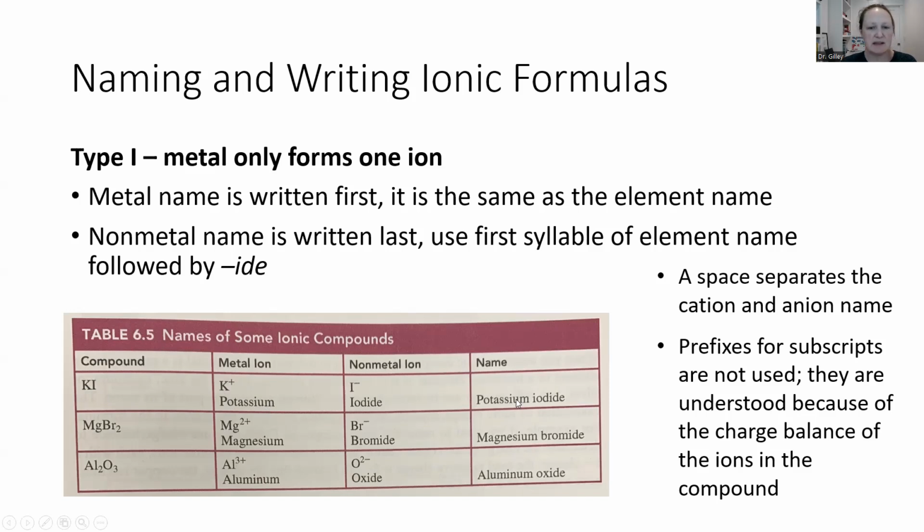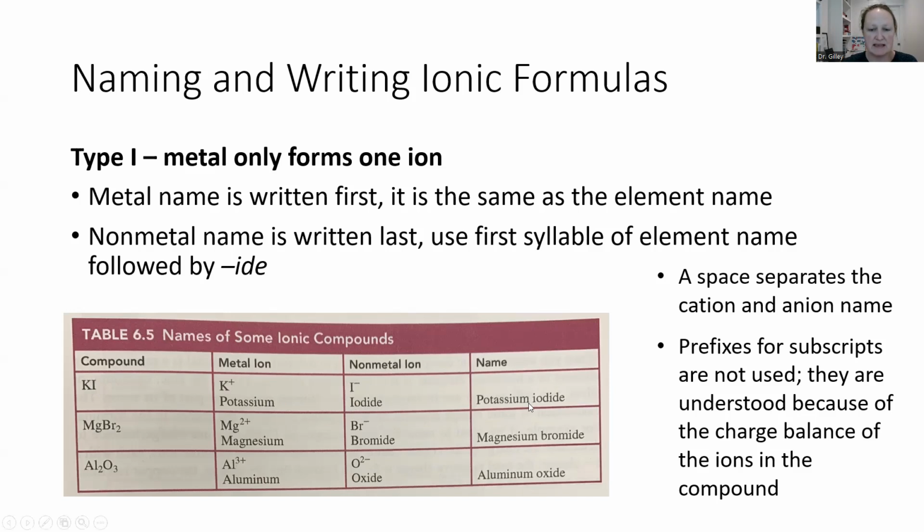The nonmetal name is written last, and it uses the first syllable of the element name followed by the suffix "ide." So the I here stands for iodine atoms, but we don't call it potassium iodine because the anion has a different name. Again, we use the first syllable in the element name, so iod, and then we drop the INE and add IDE. So this becomes potassium iodide instead of potassium iodine.